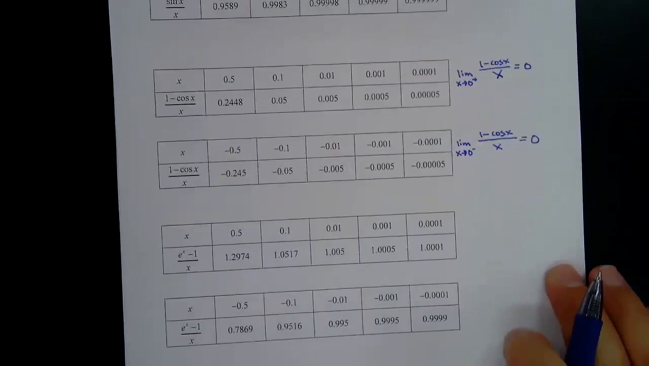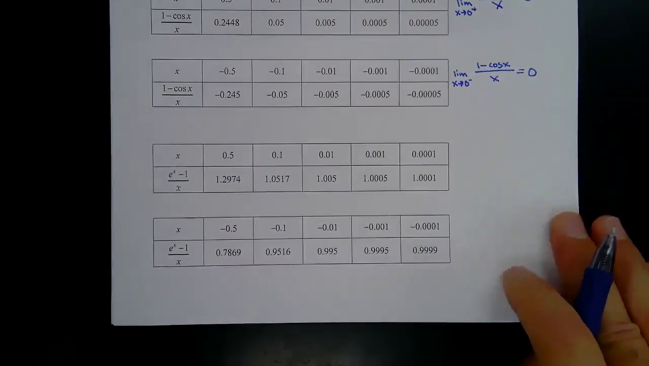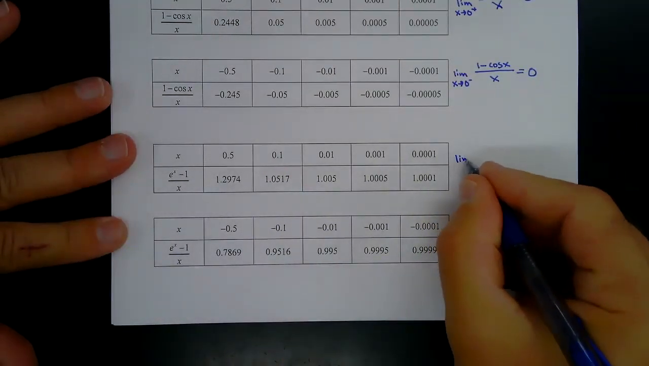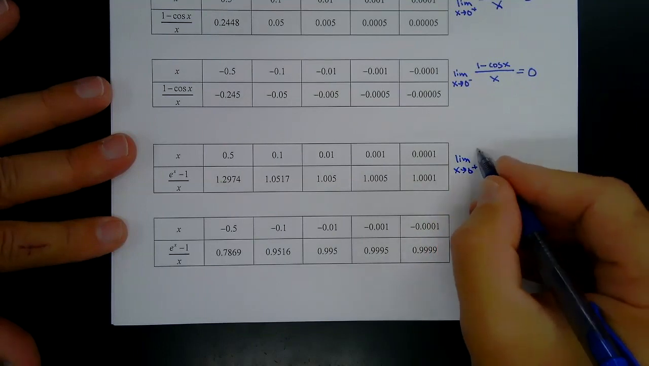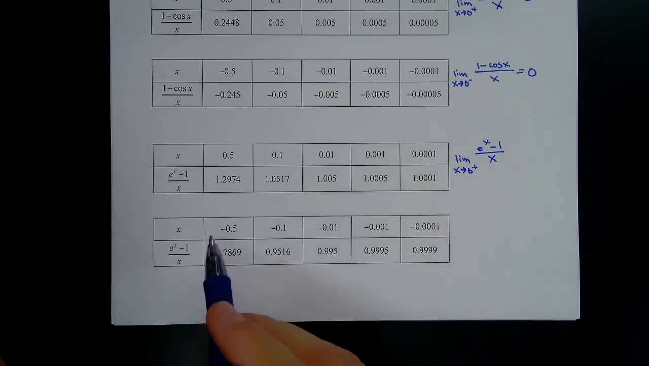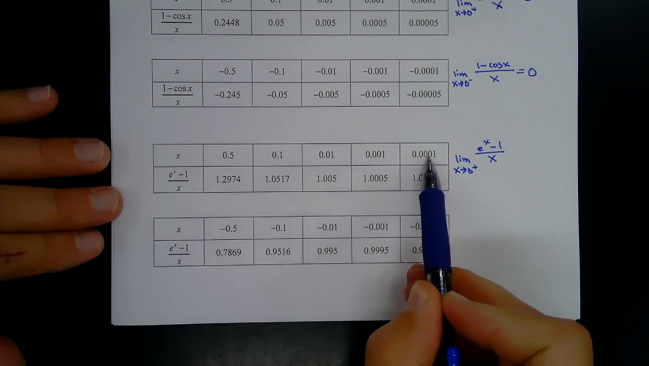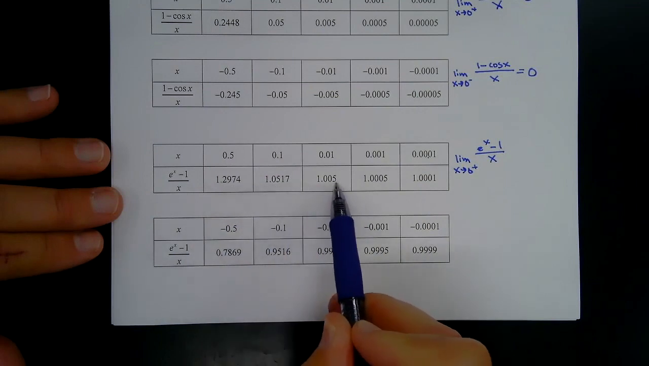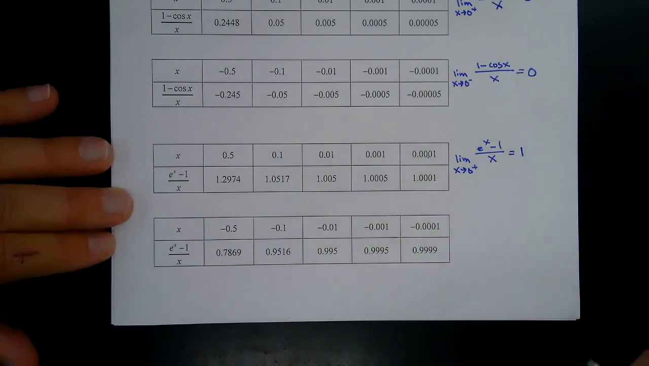Let me slide this up a little bit. I have to tilt my camera just a little bit so you guys can see it. So this table right here is describing the limit as x is approaching 0 from the right again of e to the x minus 1 over x. x is getting closer and closer to 0 from the right. The e to the x minus 1 all over x is getting closer and closer to the value of 1. So this is equal to 1.